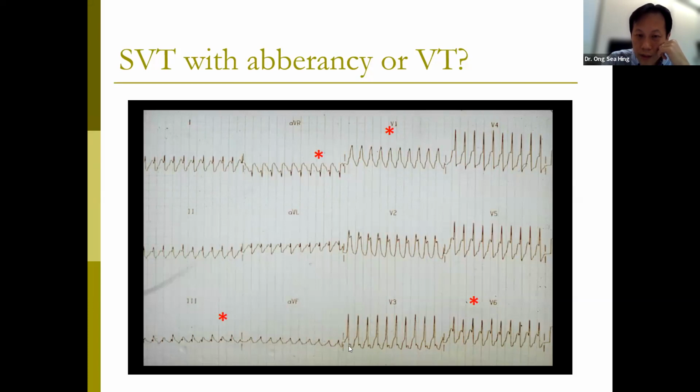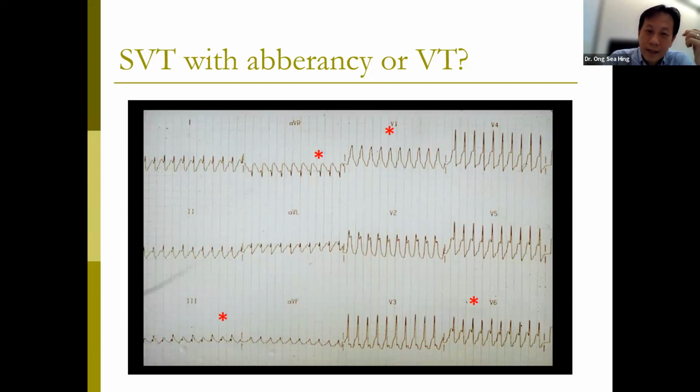and it's quite consistent that every QRS has a retrograde P wave. You don't see obvious AV dissociation, you don't see capture beats. More likely than not, this is SVT with aberrancy. Okay, the picture that I got this from says that it's SVT with aberrancy. But to be honest, sometimes it can be really quite difficult to tell.